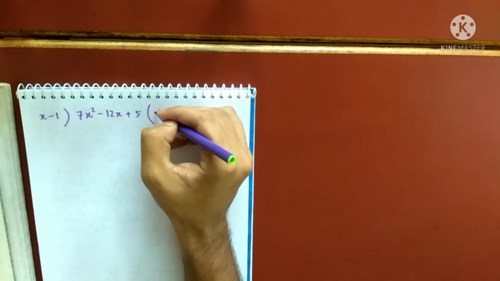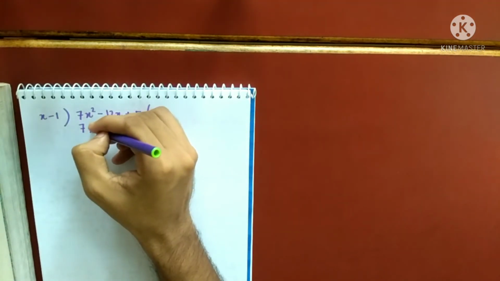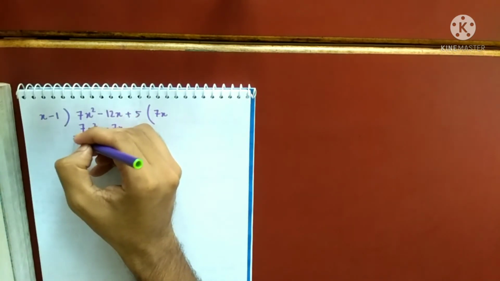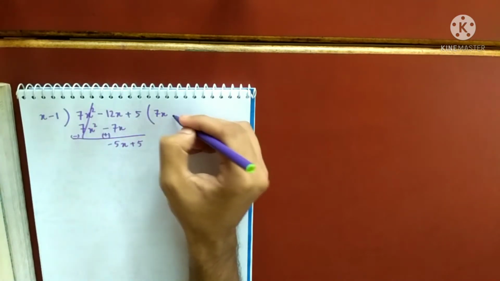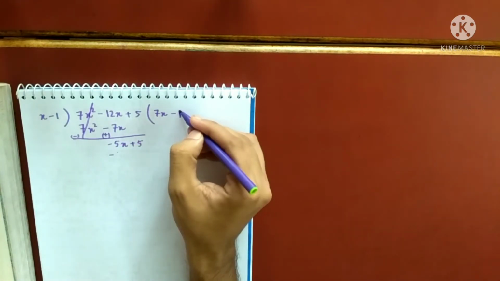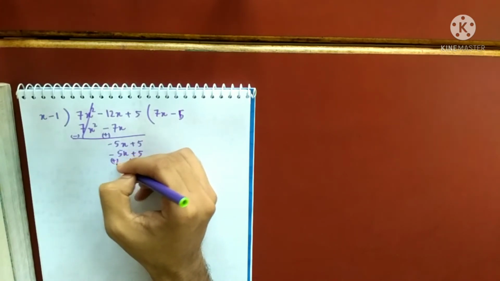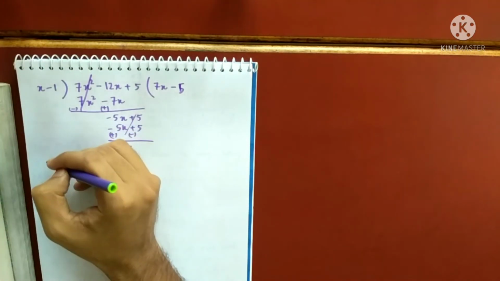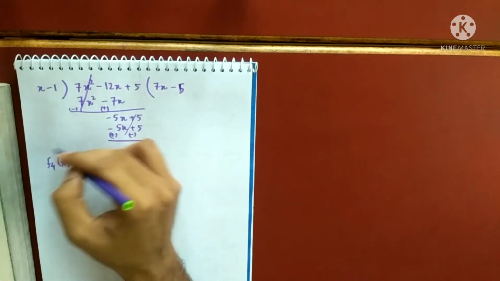So it is 7 times x, so 7x squared minus 7x. Minus becomes plus, getting cancelled, minus 5x plus 5, taking minus. So minus 5x plus 5 minus. This time we are happy that our remainder is becoming 0. What is F4x? It is 0. So that means we don't care about this.